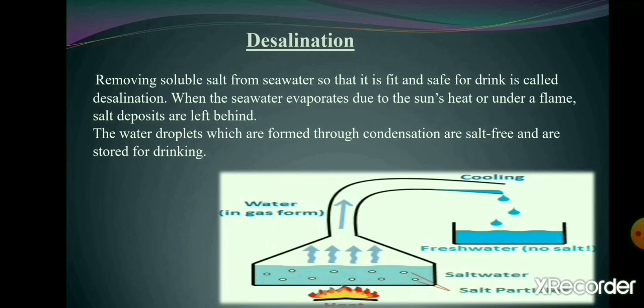Desalination. Desalination is the process of removing salt from seawater. Seawater is desalinated to make it fit and safe to drink. When the seawater evaporates due to sun's heat, salt deposits are left behind. The water droplets, which are formed through condensation, are salt-free and are stored for drinking.